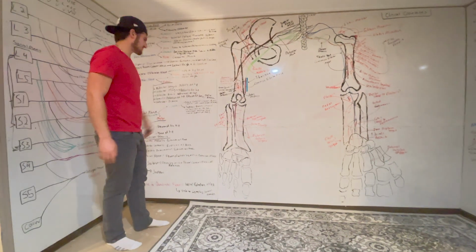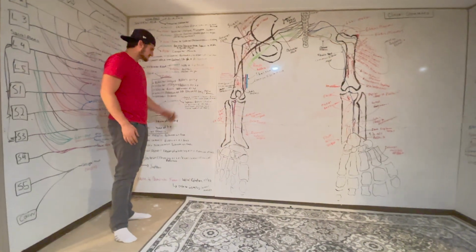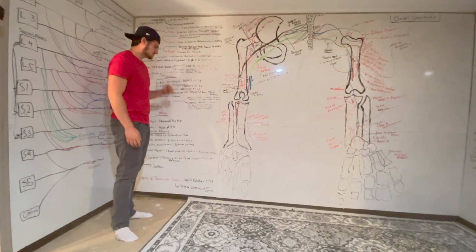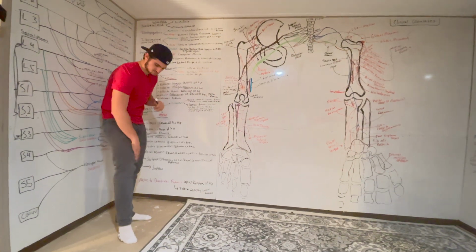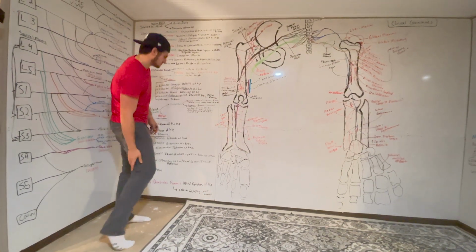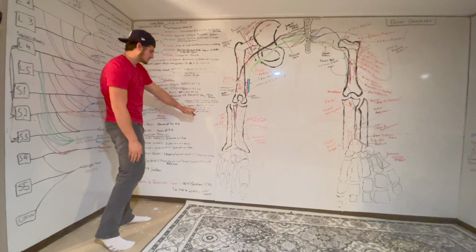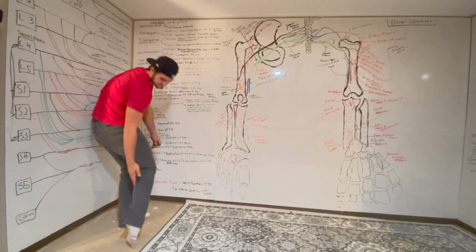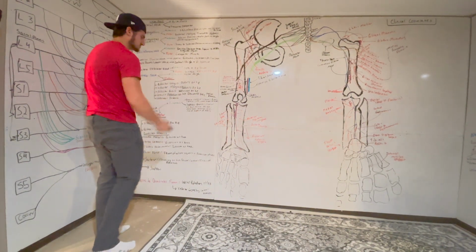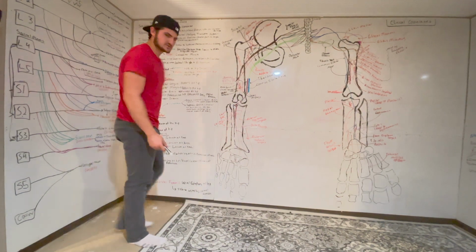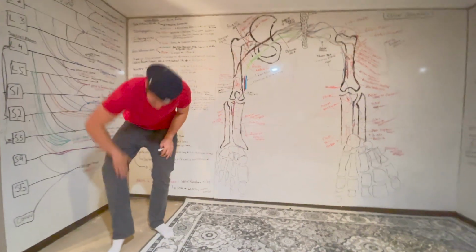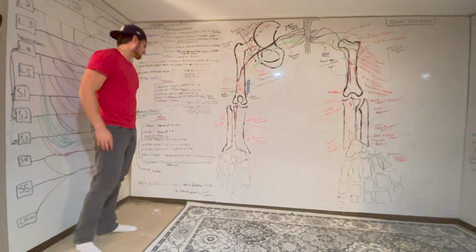And then the saphenous branch is going to be the medial thigh. So medial thigh, medial knee, or popliteal, medial calf, so the medial side of my calf. And it's also going to be the medial side of my heel. So everything on this region is going to come from the saphenous branch.